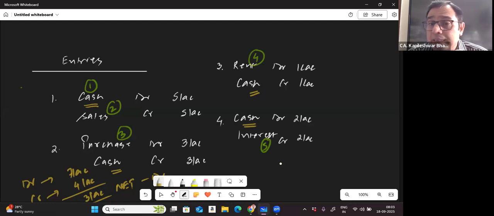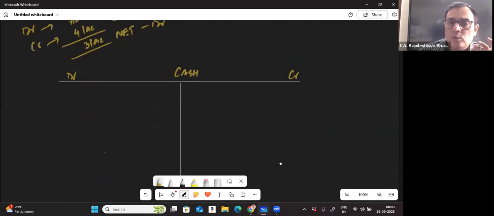Now, in the first entry, cash is a debit, so you need to go and post it on the debit side, but you will write the remaining portion of the entry. The remaining portion of the entry says sales. So we are going to write down sales on the debit side, that is 5 lakh. So in the first entry, cash was a debit, so you put it on the debit side, but you write the remaining part of the entry.